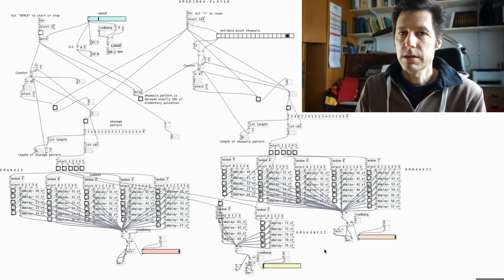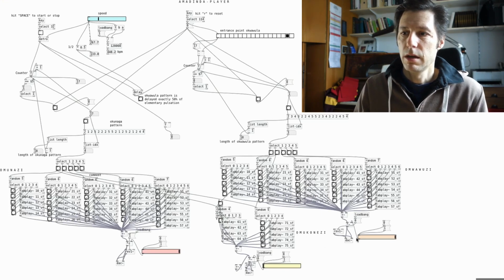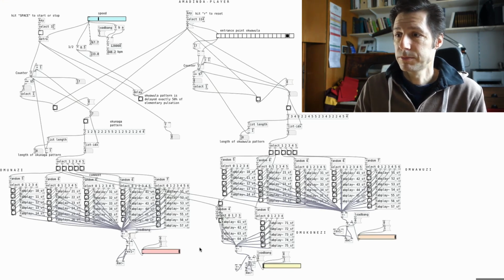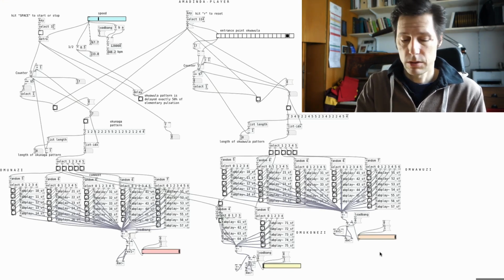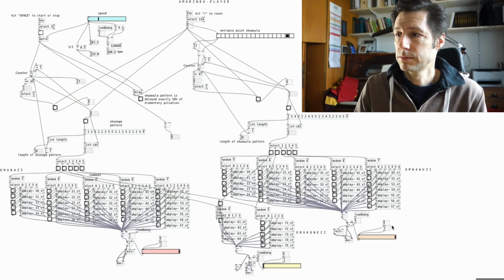Right. There's a third player, he's called Umukunezi, and he plays a resulting pattern of the two lowest notes in the pentatonic scale. So let's have a look at this. I'm going to start the player 1 and 2 again.